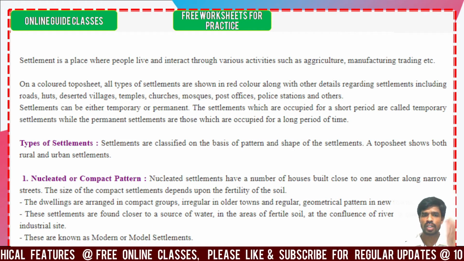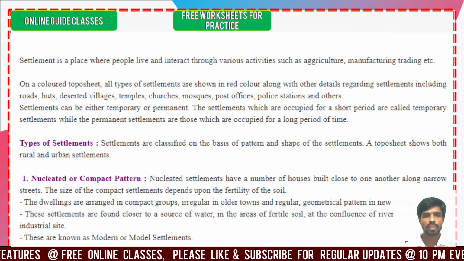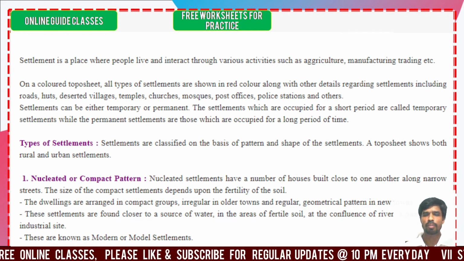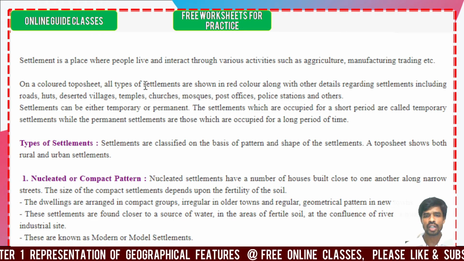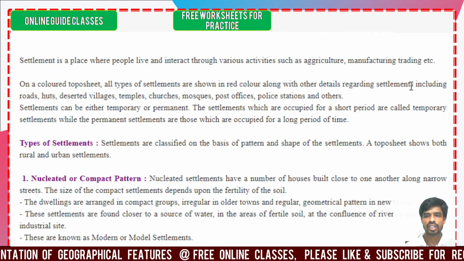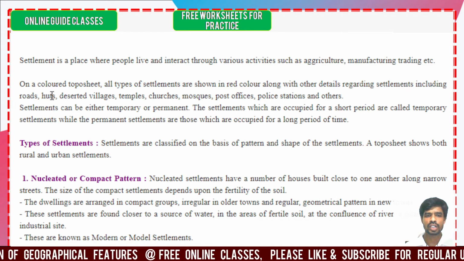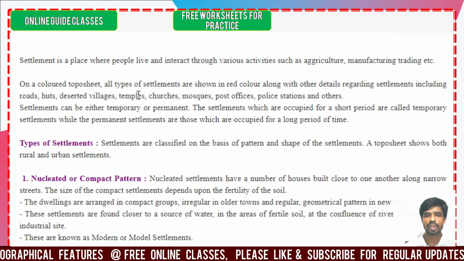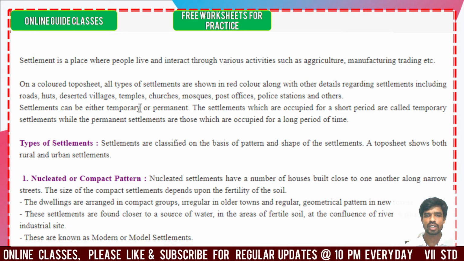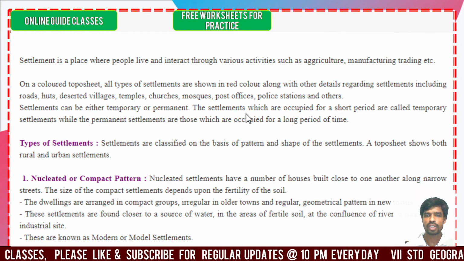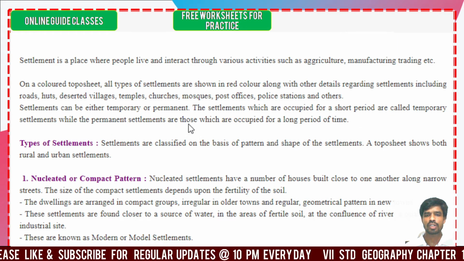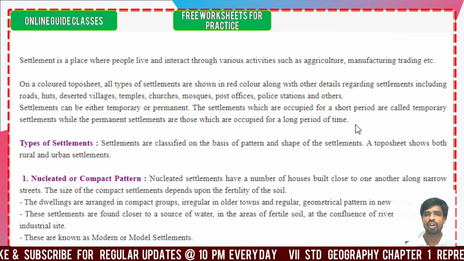Let's come to the next topic, that is settlements. What is a settlement? A settlement is a place where people live and interact through various activities such as agriculture, manufacturing, trading, etc. All types of settlements are shown in red color, along with other details regarding settlements, including roads, huts, deserted villages, temples, churches, post offices, police stations, and others. Settlements can be either temporary or permanent. Temporary settlements are occupied for a short period, whereas permanent settlements are occupied for a very long period of time.